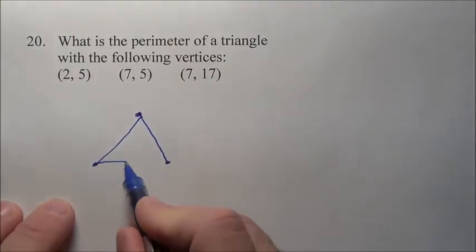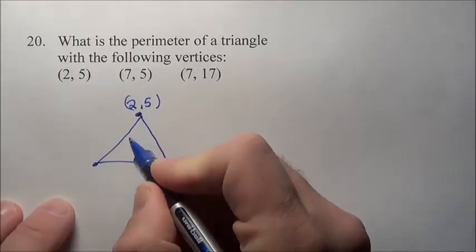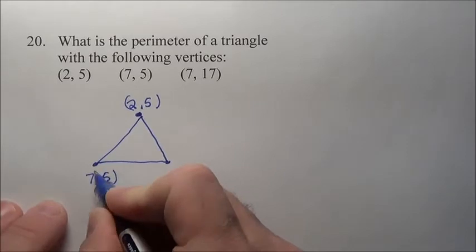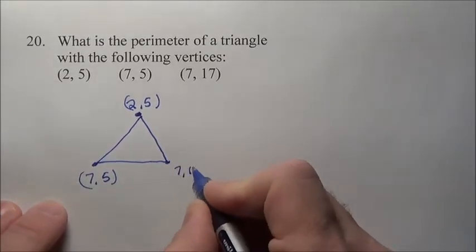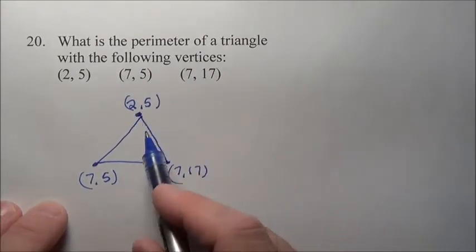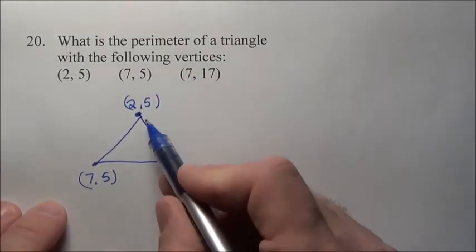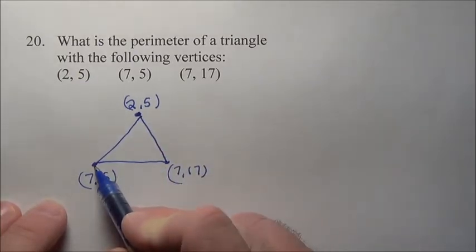I'm simply going to make a picture. I'm just going to put 2, 5 here. Again, I am not concerned that these are not in the right spots. So here, I got some points, and it wants to know the perimeter of the triangle that's formed by those points. Well, to get the perimeter, I have to know this length plus this length plus this length.